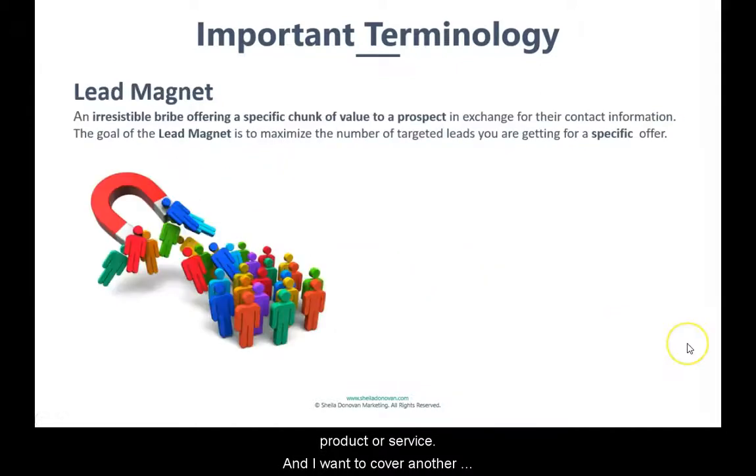And I want to cover another important term, which is lead magnet. It's an irresistible bribe offering a specific chunk of value to a prospect in exchange for their contact information. And the goal of the lead magnet is to maximize the number of targeted leads you're getting for a specific offer. So regardless of where you advertise, you want to lead somebody to your website. On your website, you want to have an offer so that you can try to capture their email address so that you can market to them directly in the future. And you can also do other things with email addresses in developing targeted audiences.